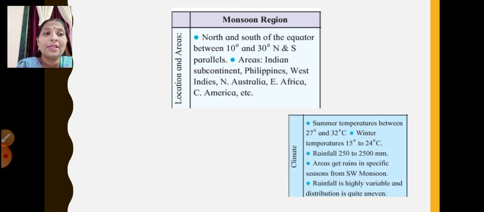The climate: summer temperatures are between 27 degrees and 32 degrees Celsius. Winter temperatures are between 15 degrees and 24 degrees Celsius. Rainfall is 250 to 2500 millimeters. Areas get rains in specific seasons from southwest monsoon winds. Rainfall is highly variable and distribution is quite uneven.